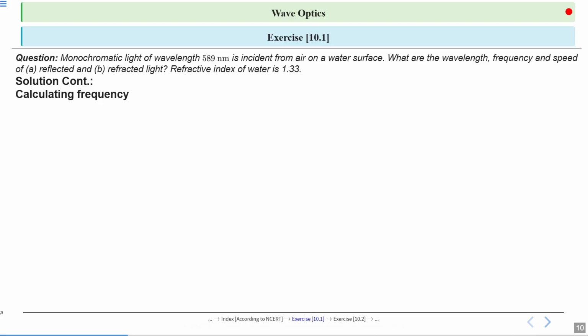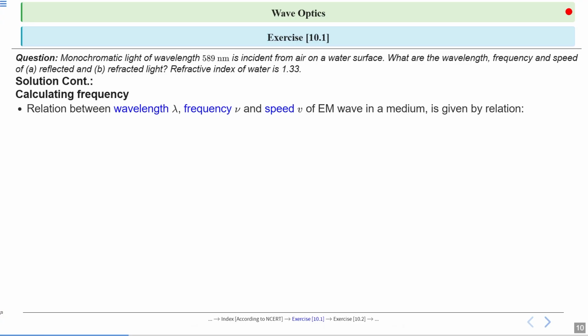So now calculating the frequency of light. Frequency is a fundamental property of waves that tells us how many wave cycles pass a point per second. It's important because it remains constant when light moves between different media. So the relationship between wavelength, frequency and speed of an electromagnetic wave in a medium.